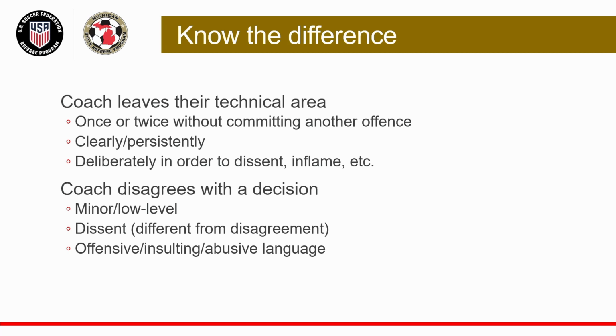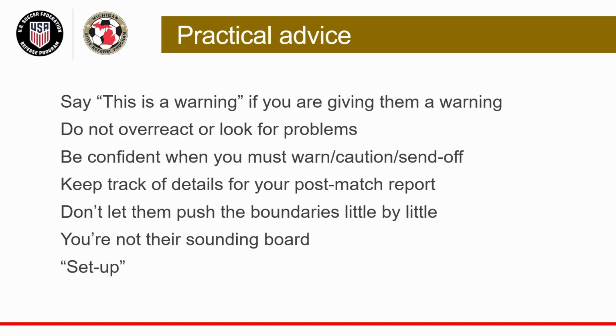And then dissent, be aware, is different from disagreement. When dissent happens, give a yellow card. If there's offensive, insulting, abusive language, no tolerance whatsoever. Give a red card. And the Michigan Referee Committee will support your decision. Just report it appropriately. Now here is a set of some practical advice.